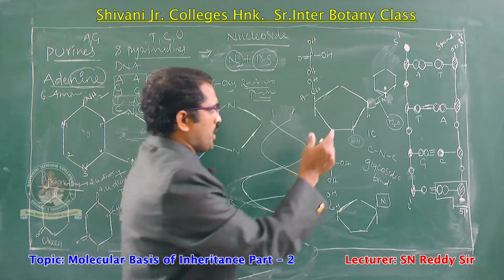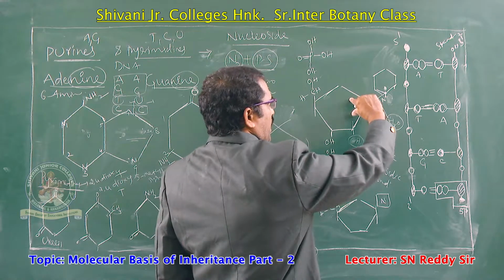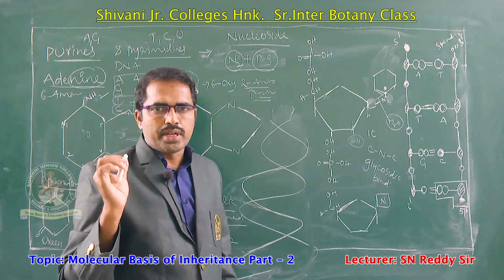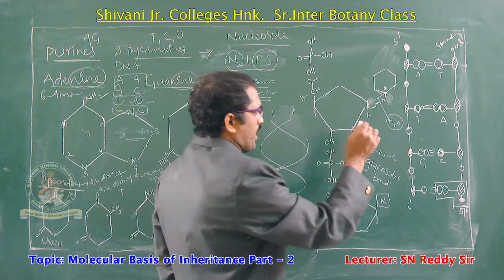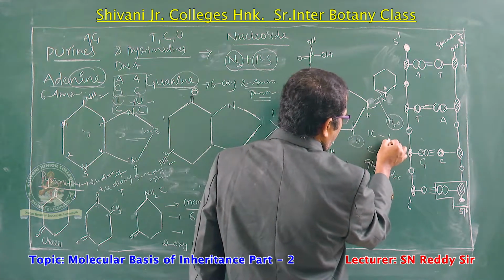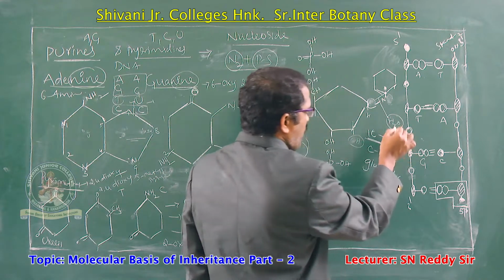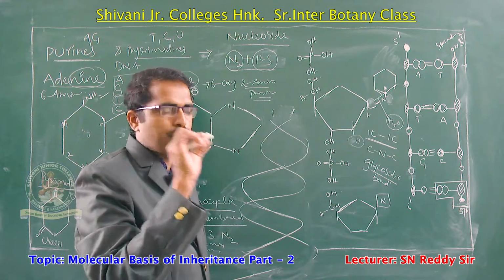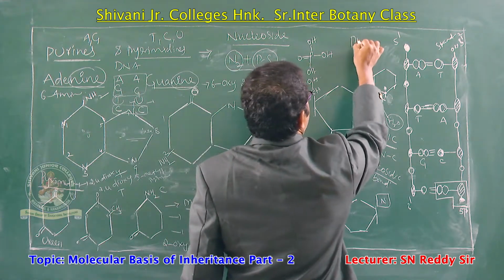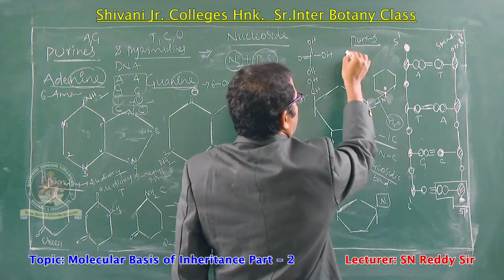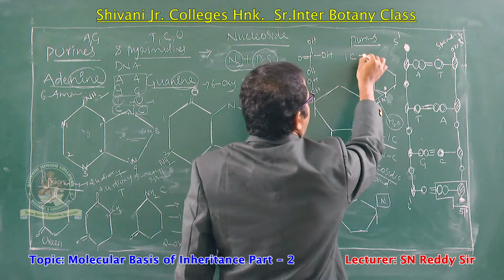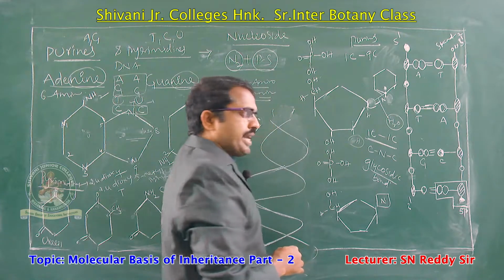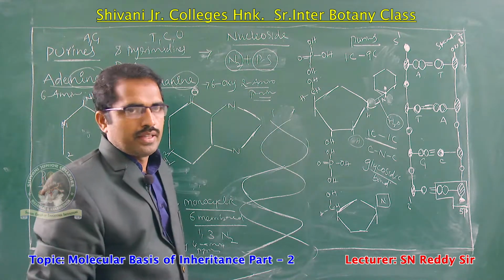Okay, once again, observe clearly: in between the pentose sugar and nitrogen base there is a bond formation. That bond is the glycosidic bond. In the case of pyrimidine, the first carbon of the pentose sugar and the first carbon of the pyrimidine make a bond, that is the C-N-C glycosidic bond. In the case of purines, the first carbon of the pentose sugar and the ninth position of the purine make a bond, that is the C-N-C glycosidic bond. Okay, keep it in mind.